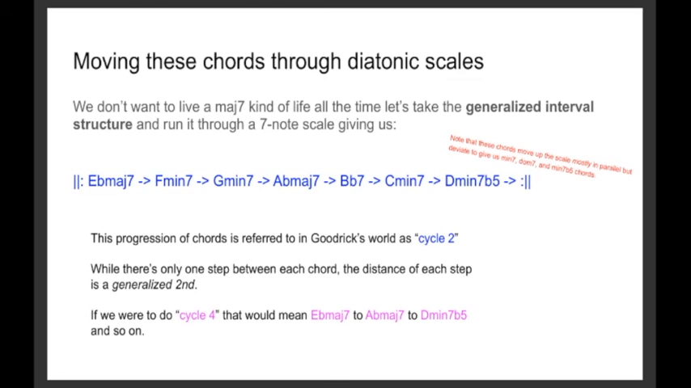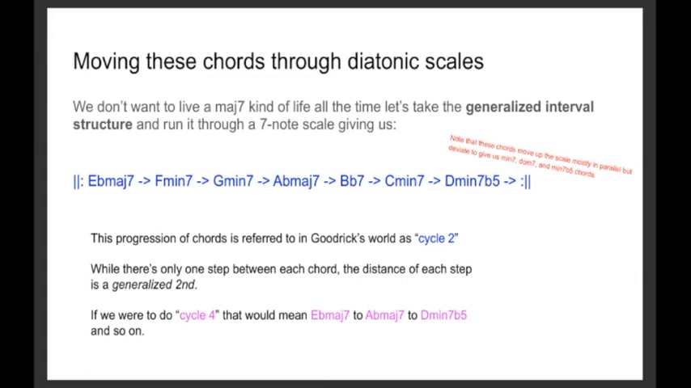So, the E flat and the B flat in E flat major 7 at the beginning, those would both move up a whole step to F and C, but then the G and the B flat would only move up a half step to A flat and E flat. So, there's some parallels, but it's not entirely parallel.